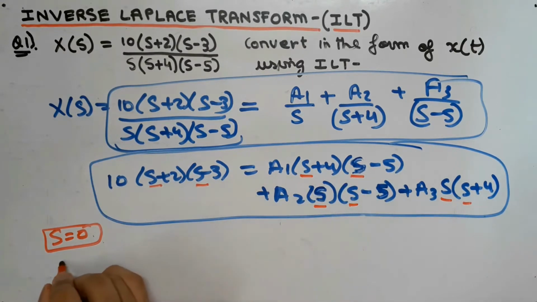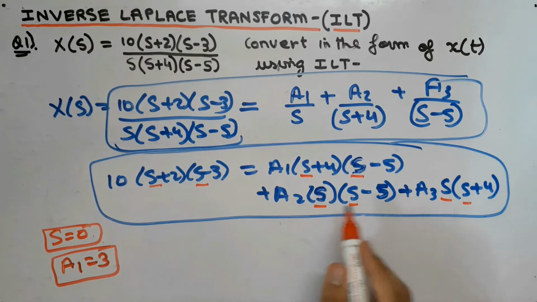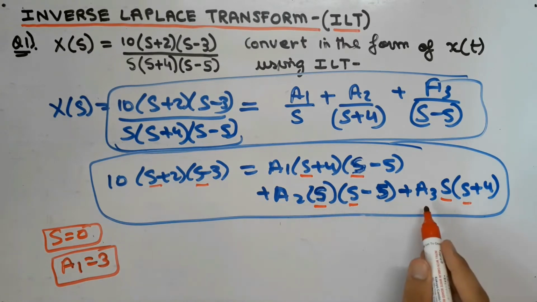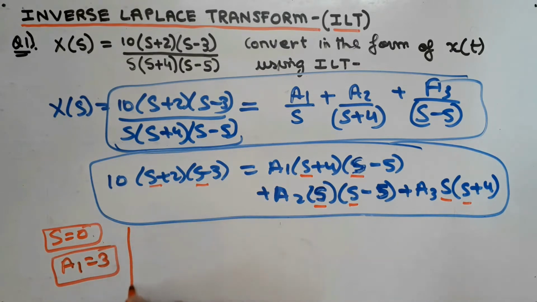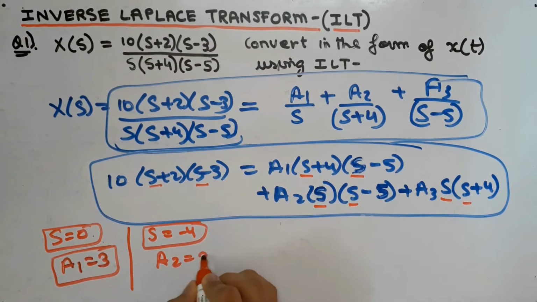From there you will get the value of a1 as 3. That is, when we put s is equal to 0 in this equation, a2 and a3 will get eliminated, so we will be able to find the value of a1. Now similarly, in order to eliminate a1 and a3, we will put the value of s as minus 4, and from there you will get the value of a2, that is 35 by 9.